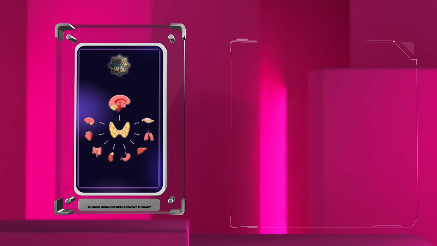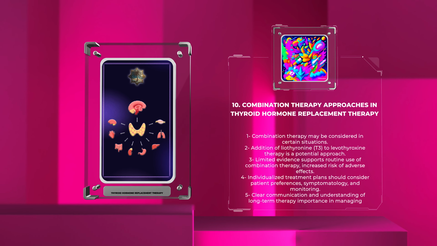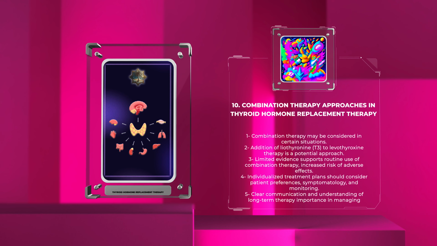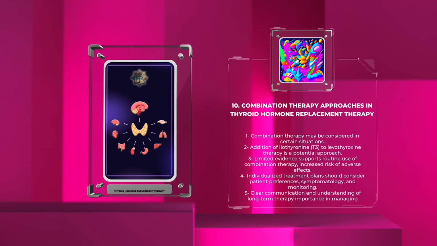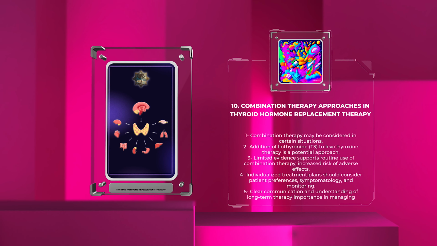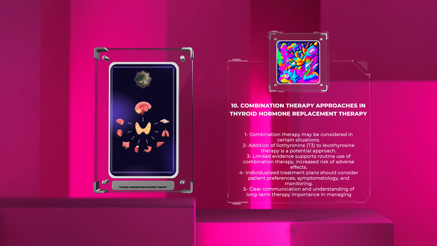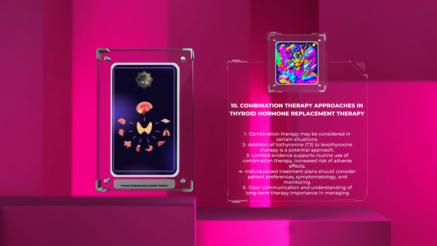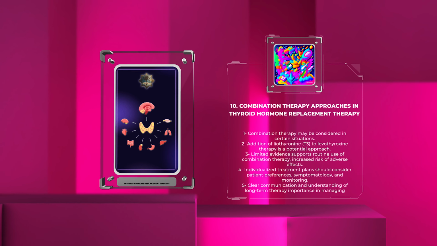In certain situations, combination therapy may be considered for thyroid hormone replacement. The addition of liothyronine, the synthetic form of T3, to levothyroxine therapy is a potential approach. However, limited evidence supports the routine use of combination therapy as the benefits are often outweighed by the increased risk of adverse effects. There are some situations, such as the presence of specific genetic polymorphisms or certain thyroid conditions, where a combination approach may be beneficial. Individualized treatment plans should be developed taking into account patient preferences, symptomatology, and careful monitoring of clinical response and thyroid hormone levels.